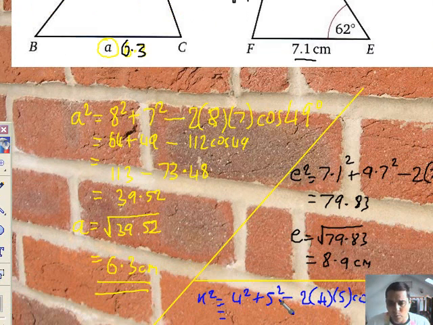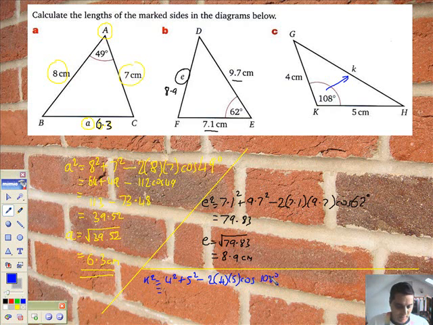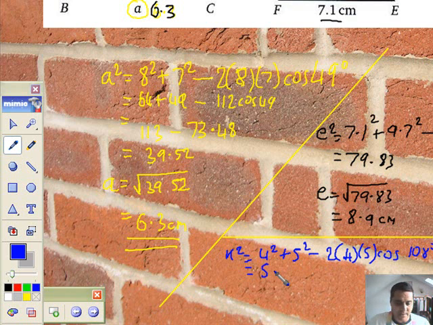Do it in one step, multiply all that out. So I've got 4 squared plus 5 squared, take away 2 lots of 4 times 5, close my bracket off, and then multiply by the cosine of 108. So I've punched the numbers in correctly, I hope. Hit equals. I have got K squared is 53.36. Therefore K is going to be the square root of 53.36. And if I press root now, equals, I've got 7.3.